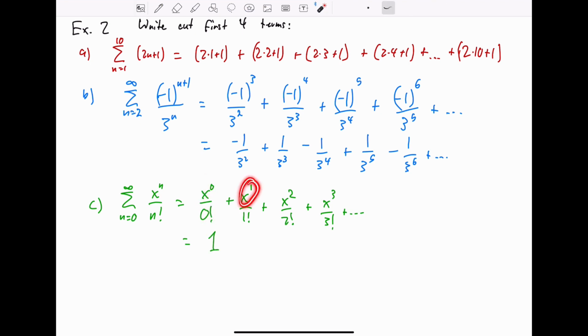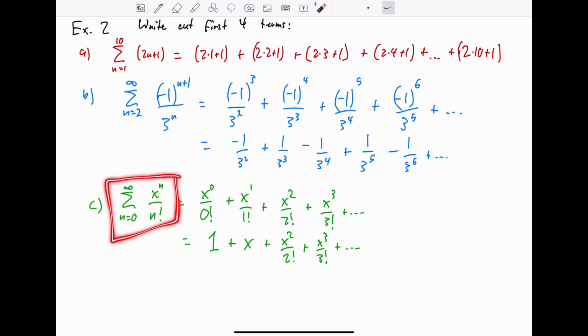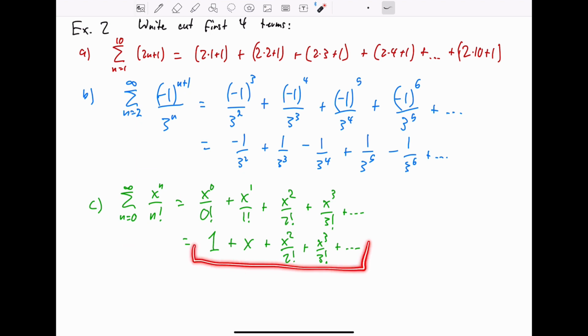x to the 1 is just x. And 1 factorial is just 1. So my next term is just x over 1, which is x. My next term is x squared divided by 2 factorial, and I'll just leave it in that form. And then plus x cubed divided by 3 factorial. If I wanted to, I could write the next term, x to the 4th divided by 4 factorial, and these terms continue on to infinity. This is called a power series. It's a very important power series. We'll see exactly what this corresponds to in future sections. But this is a very important power series.